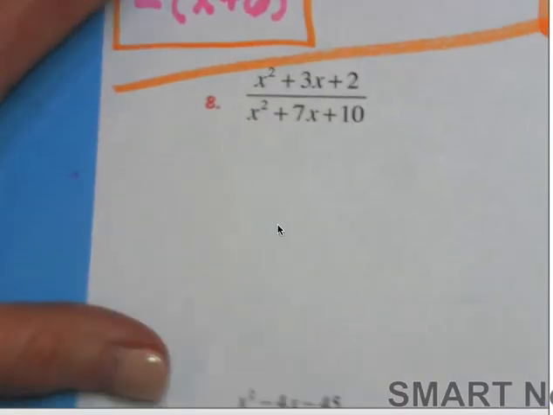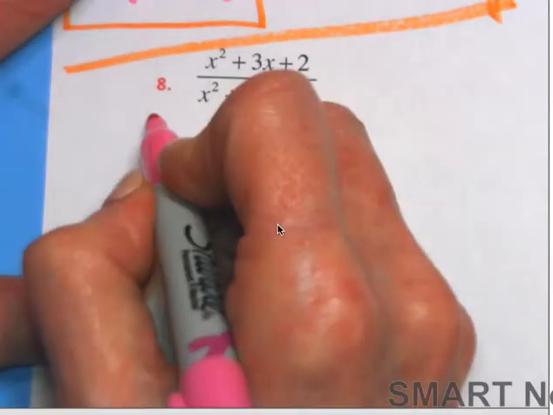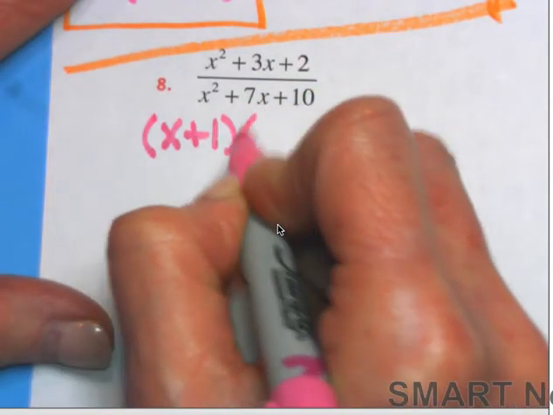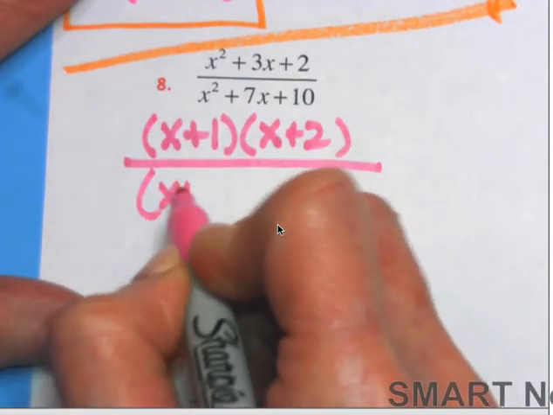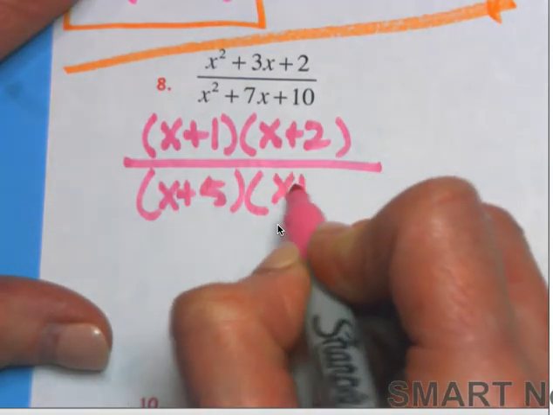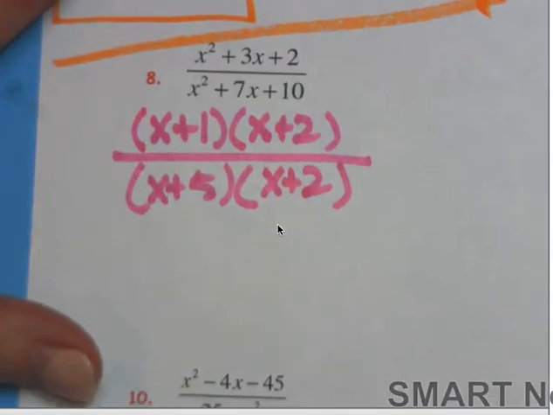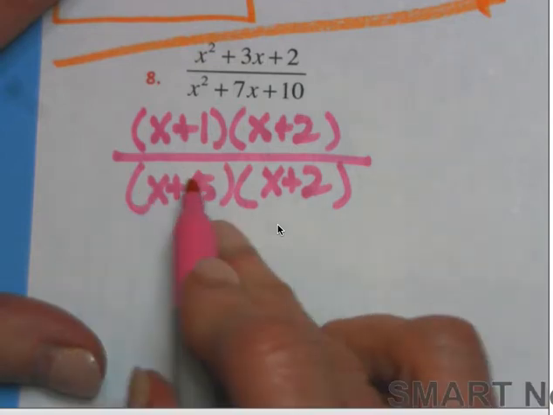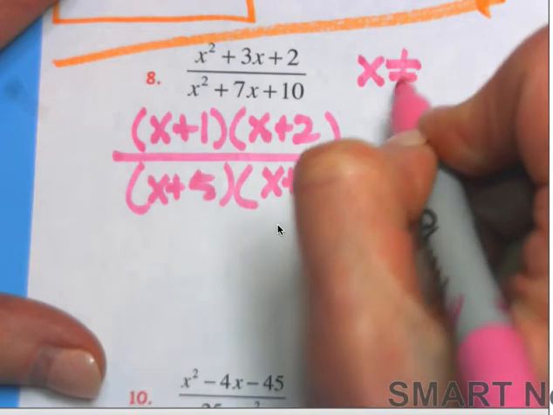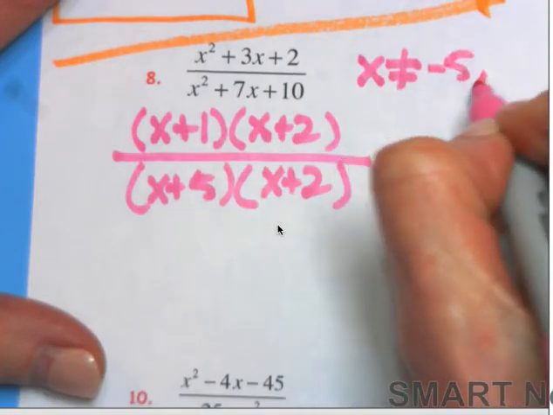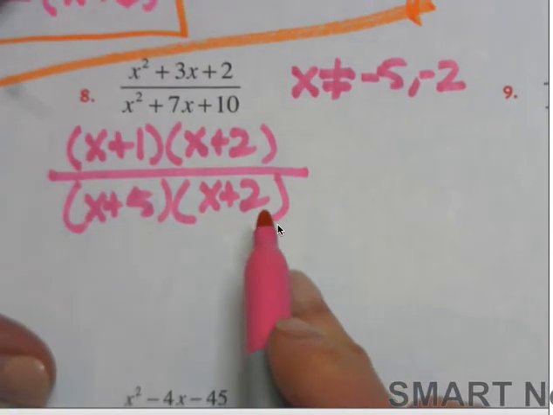Let's move on and get into the polynomials that require a little bit of factoring. So here, my numerator is going to be x plus 1, x plus 2, and my denominator is x plus 5 times x plus 2. I'm only concerned with restricted values, domain restrictions, excluded values in my denominator. So my two values that I would have to throw out would be negative 5 and negative 2. It's just division by 0 that creates the undefined expression.